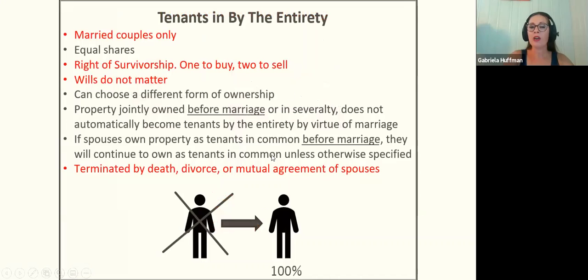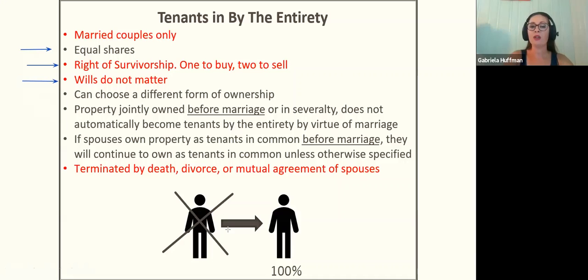Tenancy by the entirety is reserved for married couples only, whether that's husband-husband, wife-wife, husband-wife, married couples, spouses. There are equal shares, so it's 50-50. There is a right of survivorship, so when one of the spouses passes, it goes to the other spouse. Wills do not matter. We'll talk more about that in chapter 5.